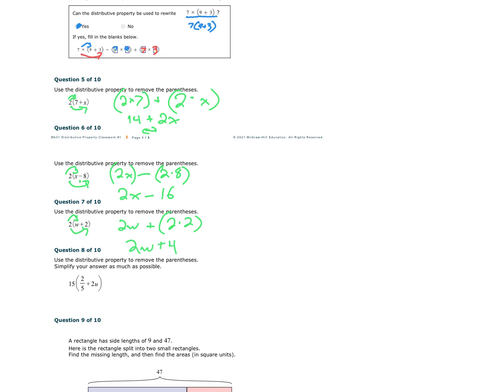All right, this is the distributive property. We're distributing. Okay, question 8. Use the distributive property to remove the parentheses like we've been doing. Then we need to simplify our problem. So now we have some fractions in here.